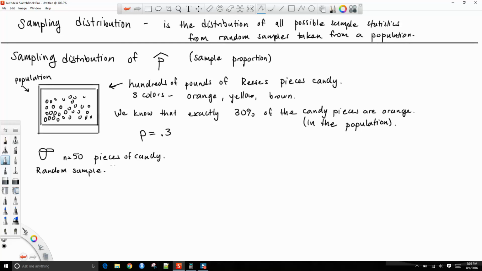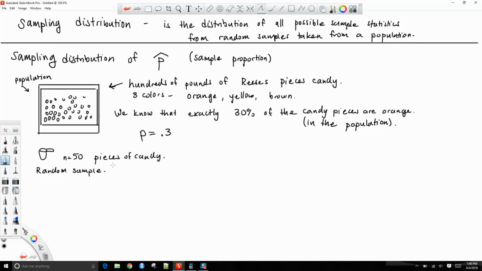Well, the answer is because it's random, we don't know. We expect about 30% of my sample to be orange, so around 15 pieces. But because it's random, I could get more than that. I could get 18 pieces that are orange, or I might only get 12, or 10, or 16.